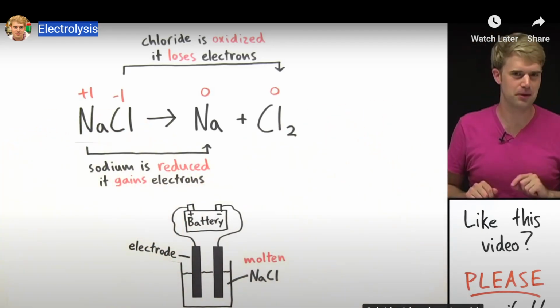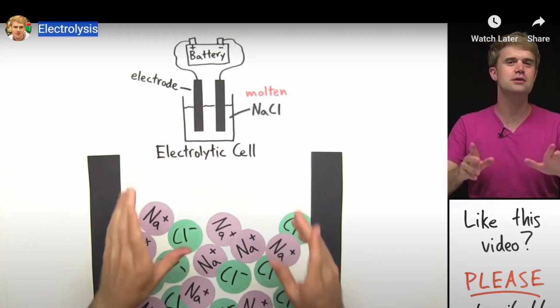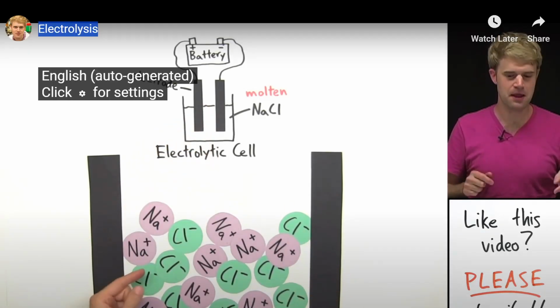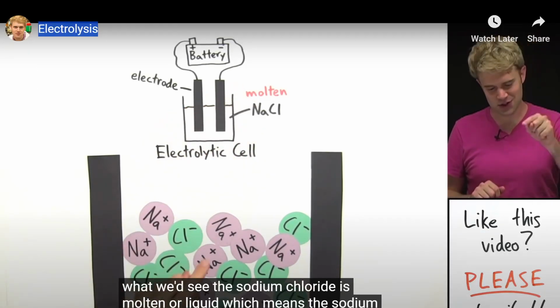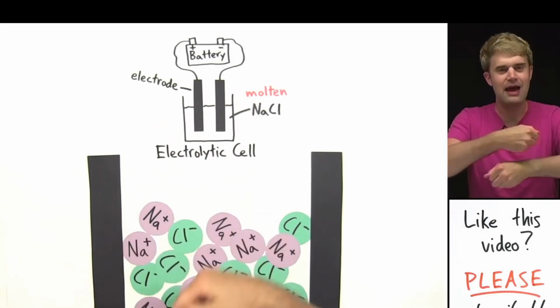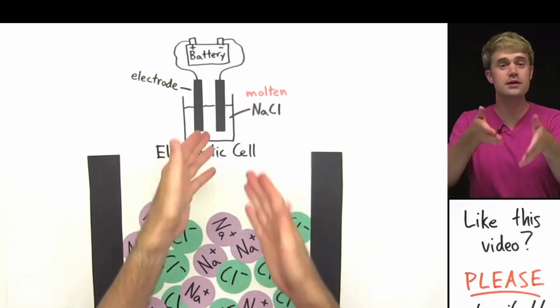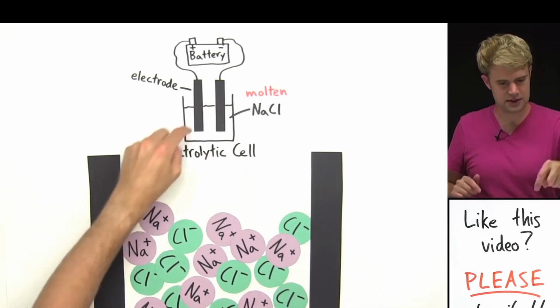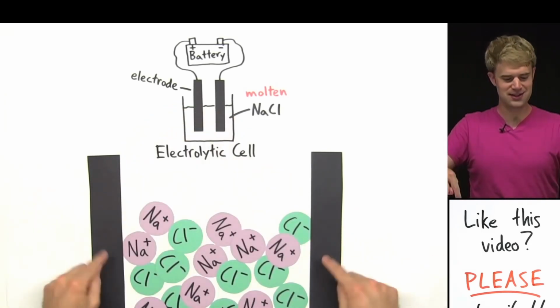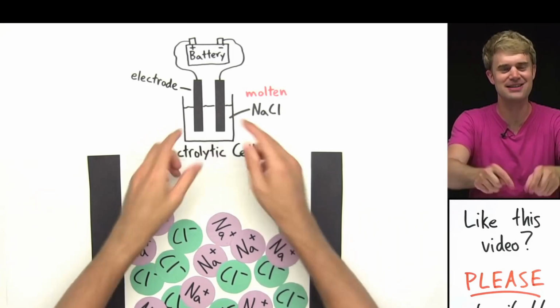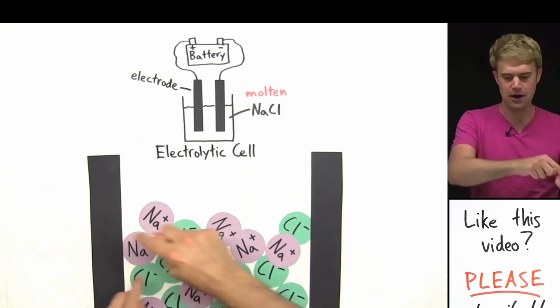Now let's zoom in on this a little bit more. If we could zoom in to the sodium chloride millions and millions of times, this is what we'd see. The sodium chloride is molten or liquid, which means the sodium and the chloride ions have come apart from each other and they're in constant motion moving around in this container. Now, here are the electrodes. This is that one, and this is that one. These electrodes in the diagram here are way, way, way closer together than they should be. This is definitely not to scale, but I wanted you to be able to see both of the electrodes.